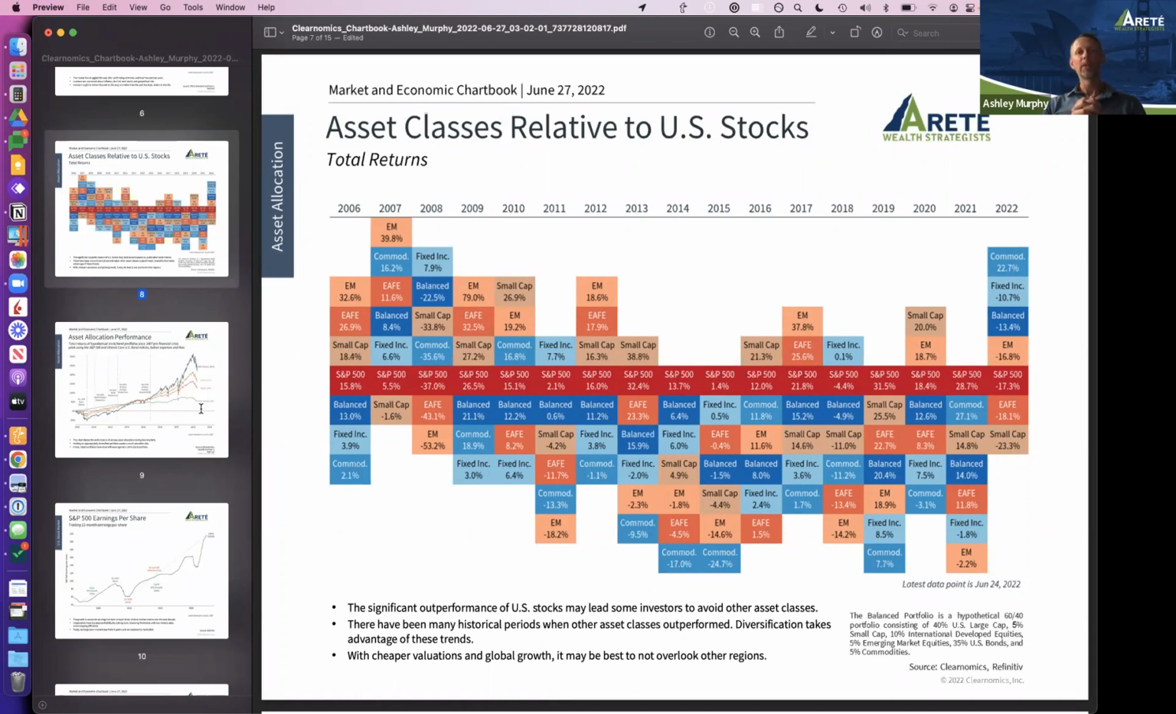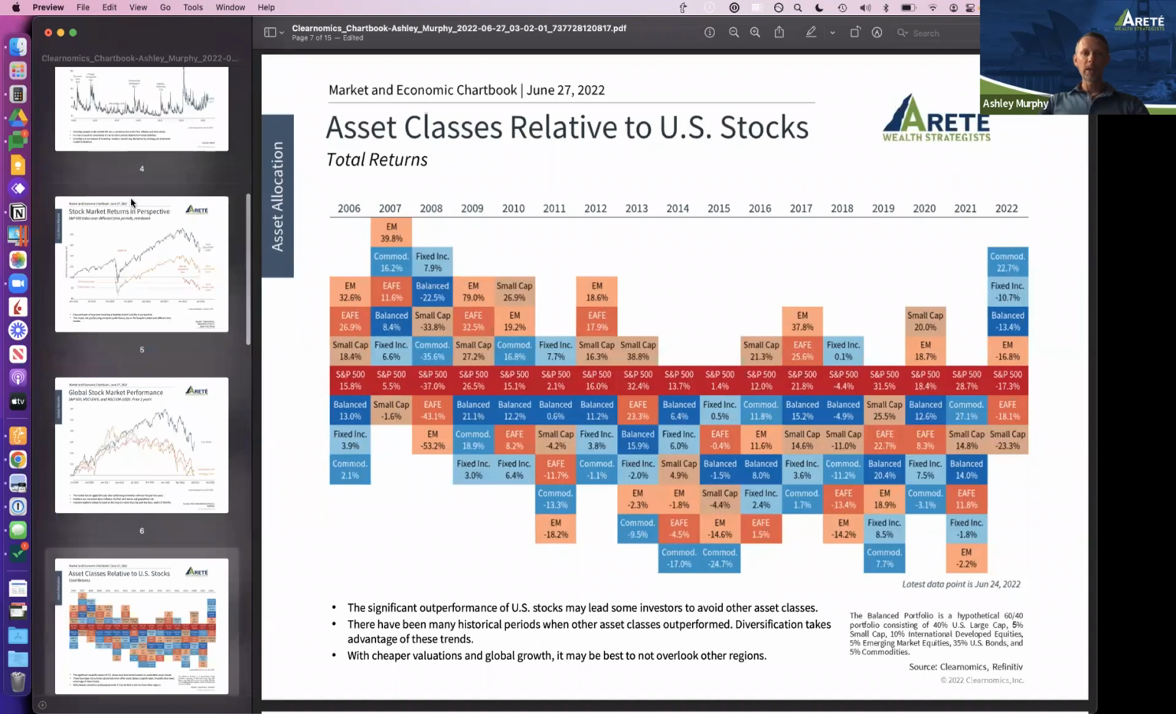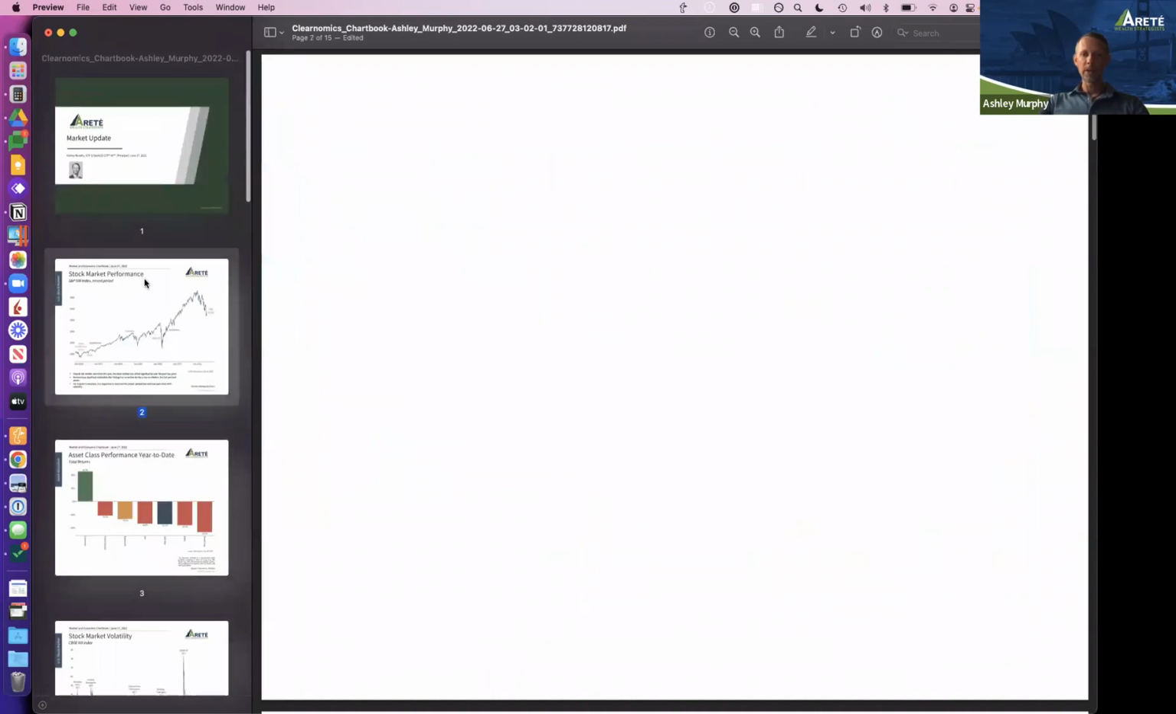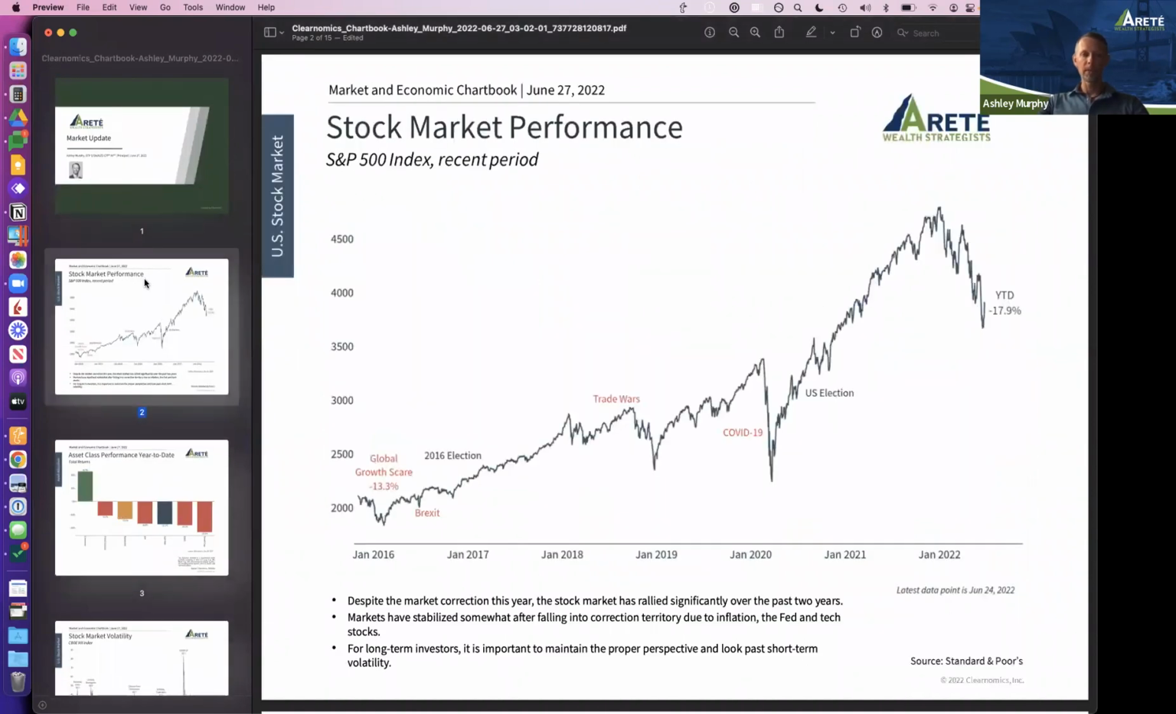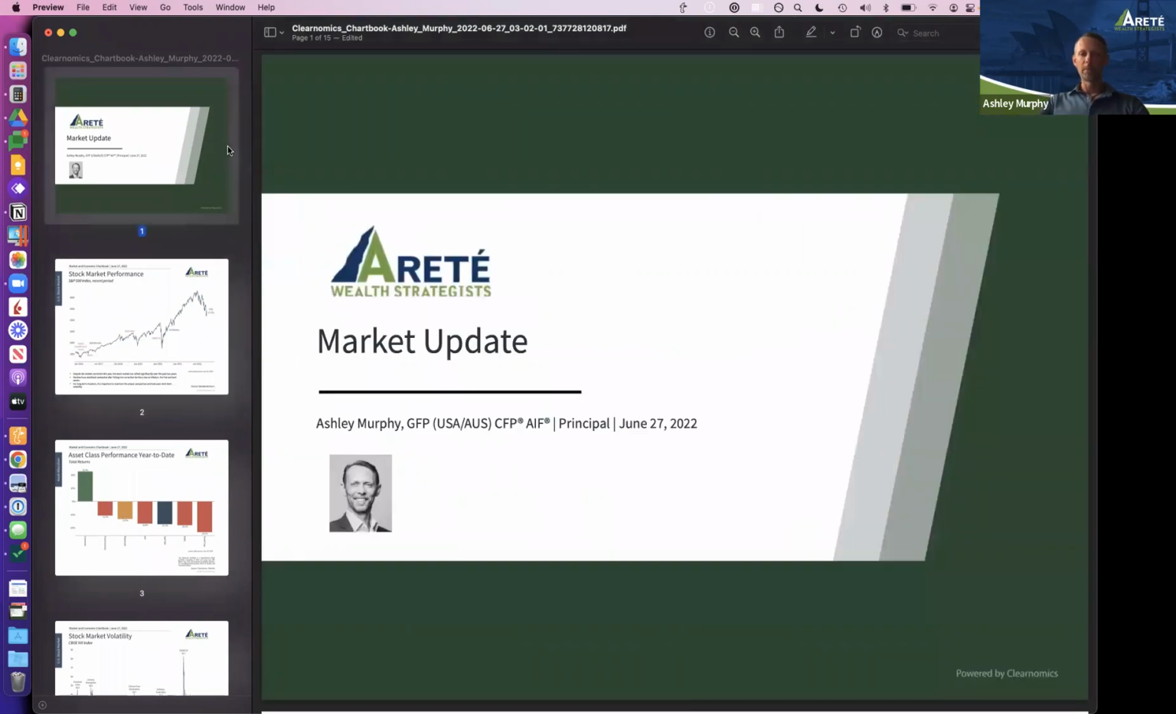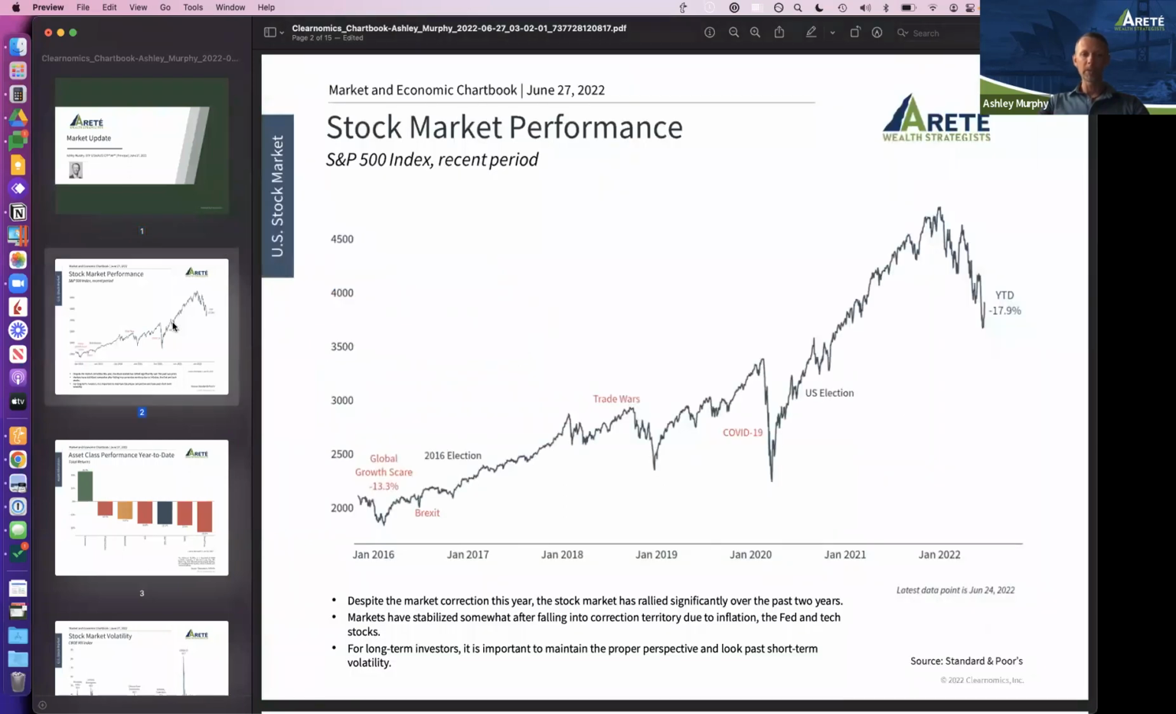I think, so here's the thing. I'm always careful about saying this, and that is the economy and the stock market are not the same thing. In fact, I have two different presentations that you see here: the market update and the economic update. The reason they're separated is because they are two different things.